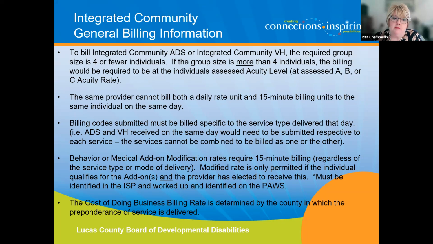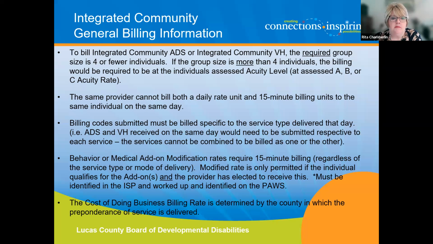The same provider cannot bill both a daily rate and 15-minute billing units for the same individual on the same day. So if you're providing either one of these services, those of you that do billing know that a daily rate is when your services are between 5 and 7 hours of that day for the individual of the same type of service. So if a provider had a day program that was a 6-hour day program, and they're going to do 5 hours of regular traditional ADS in the facility, and then an hour of the community integrated setting, you can't bill a daily rate for the regular day program and then bill 15 minutes for the community. You're going to have to bill 15 minutes for both of those services in that day.